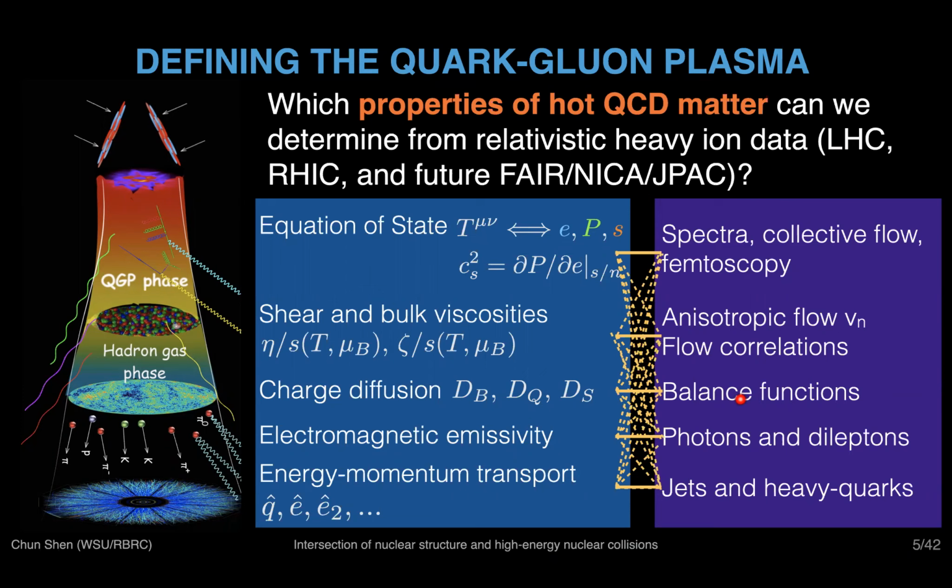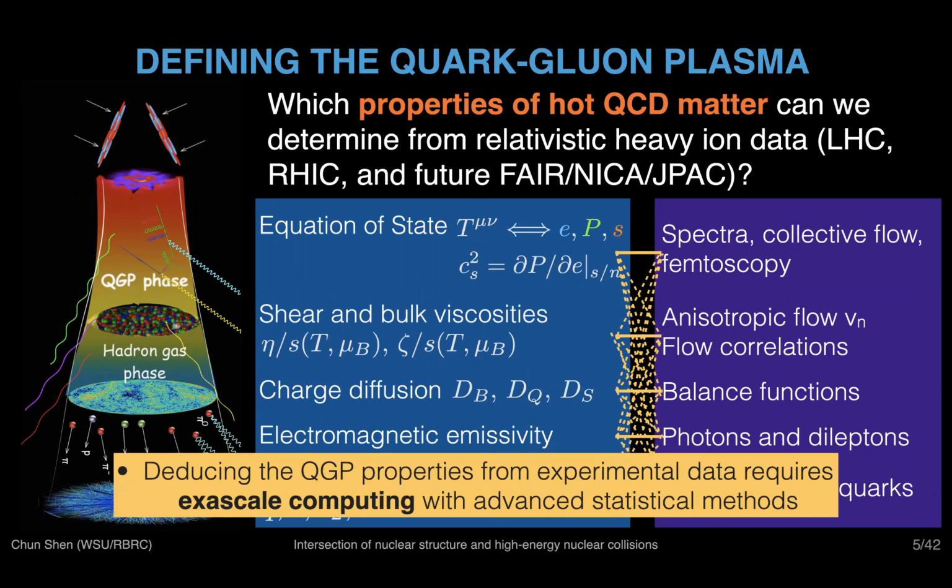So in order to figure out how to inversely map the experimental data to those quantities, it basically requires lots of computing. The amount of calculation reaches exascale computing, even with the help of advanced statistical methods like Bayesian analysis that we have also discussed a few times in the meetings.